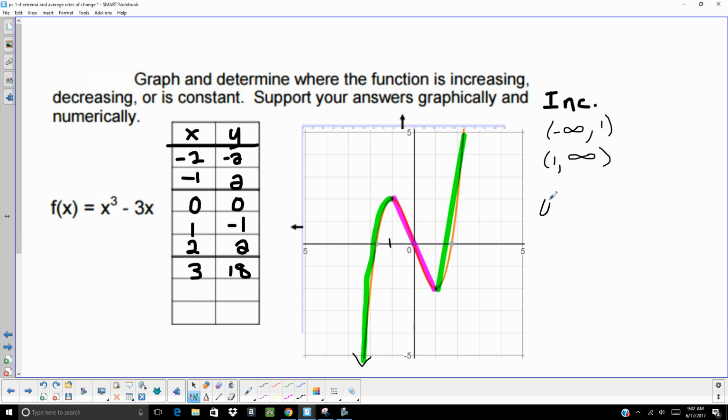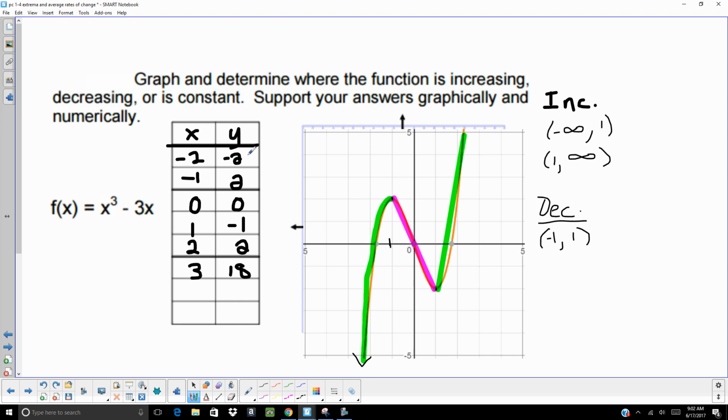So decreasing, I'm going to look at my x values again. It's decreasing from when x is -1 to +1. So -1 to +1. And remember, I'm using function notation. This is not an ordered pair. And there's no place on here where it's constant. There's no place where I've got the same y values. And if I look at my t-table, this makes sense.